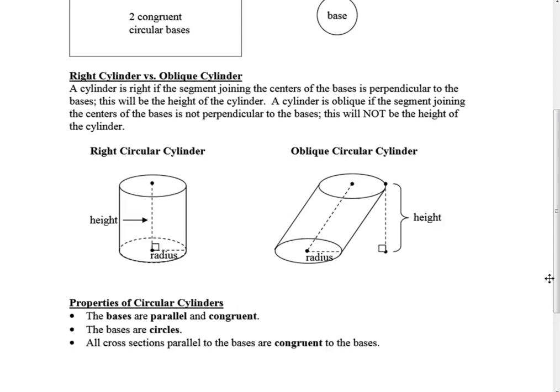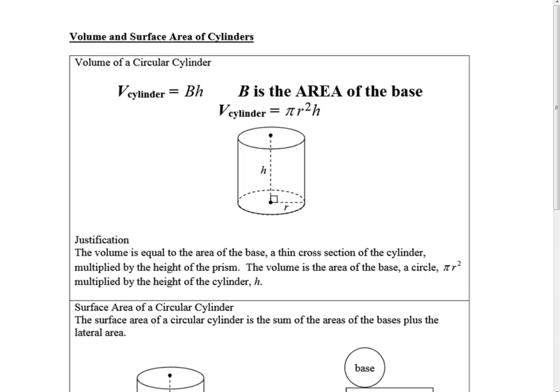So, properties of a circular cylinder: the bases are parallel and congruent circles, and all of the parallel cross sections are congruent. I like to think of this as a CD tower stacked on top of itself. It's just a bunch of CDs that you have with it.